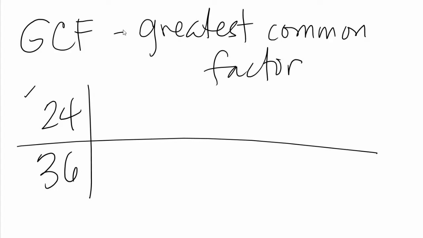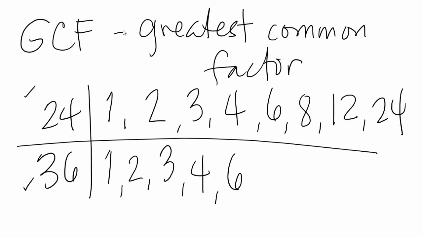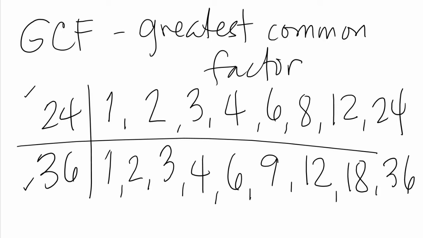And 1. Okay, we will list down the factors of 24. So, we have 1. We have 2. We have 3. We have 4. We have 6, we have 8, 12, and 24. Next, we have for 36, ano ba yung mga factors? Of course, we still have 1. We have 2, 3, 4, 6, 9, 12, 18, and 36.